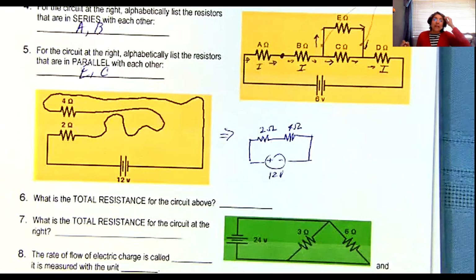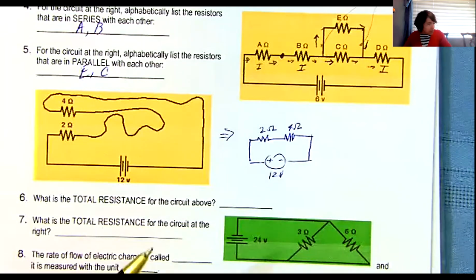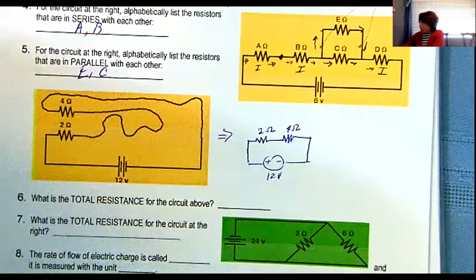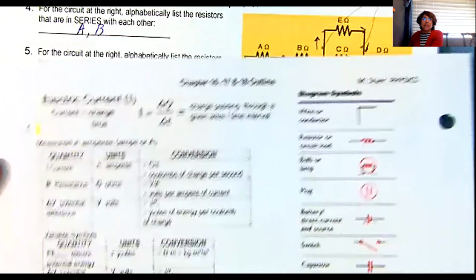Now, what do I mean by that? This battery doesn't know how many resistors are connected to it, how many are in series, how many are in parallel. It just sees one equivalent resistance. That's all it sees. And hopefully you guys have your outline page. I should have called it summary page.